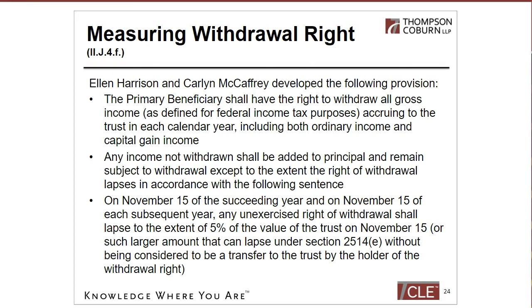So their clause says the beneficiary has the right to withdraw all the gross income, including both the ordinary income and the capital gain. So just to make clear that we're not just talking about trust accounting income. And then any income not withdrawn will be added to principal and remain subject to withdrawal. So basically, we have a November 15th lapse date, and then it refers to, you see, the code section 2514(e). That's the 5 and 5 power idea.